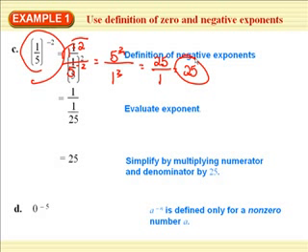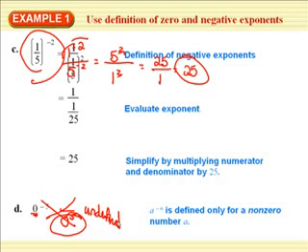Okay, 0 to the negative 5, it said it can't be 0. So I think that we can't, because in order to simplify this, you'd have to have 0 to the 5th, and you can never have a 0 on the bottom. So that one is called undefined. So we can't do it.